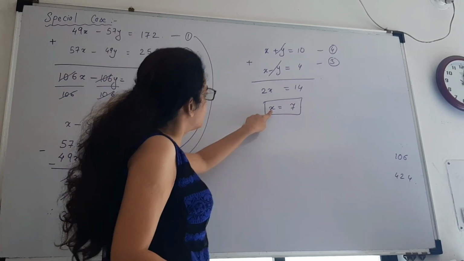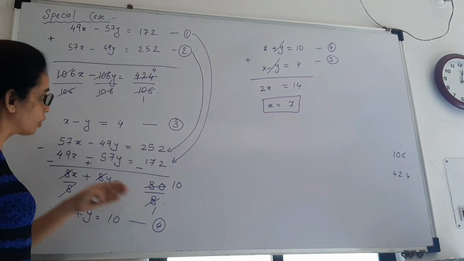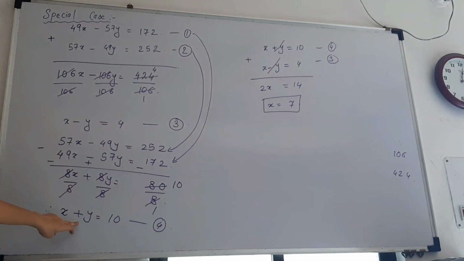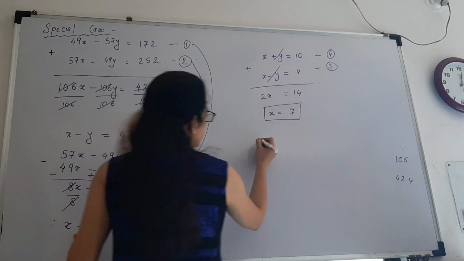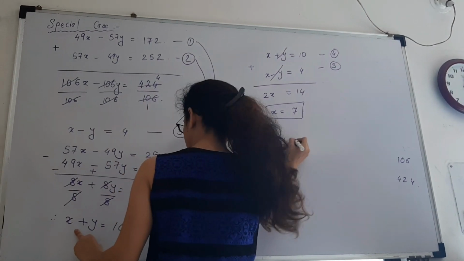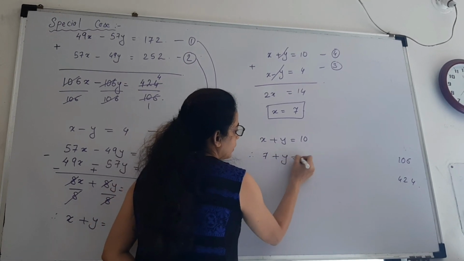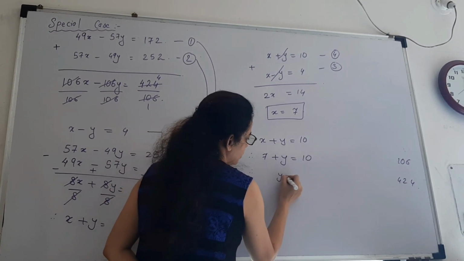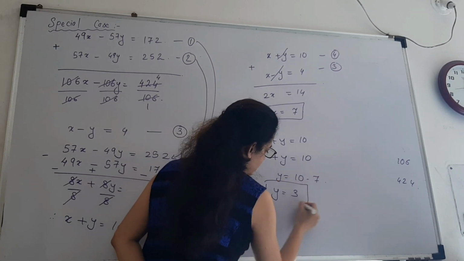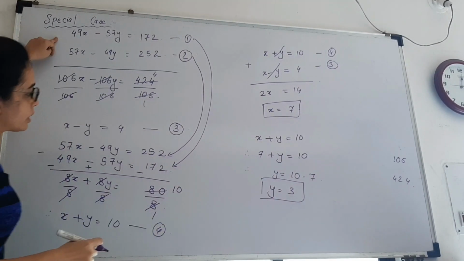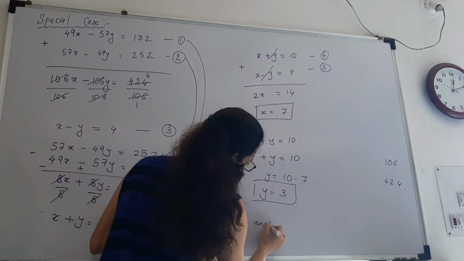Then I can substitute the value of x equal to 7 in 1 or 2 or 3 or 4. But what do you think is the easiest of all? I find equation 4 to be the easiest of all. So let me substitute the x value in equation 4. The x value is 7, plus y equals 10. So y is equal to 10 minus 7, which is 3. So what is the solution of these two simultaneous equations? The solution is x equal to 7 and y is equal to 3.